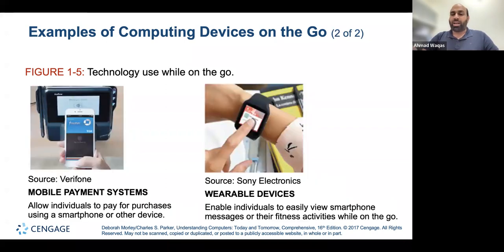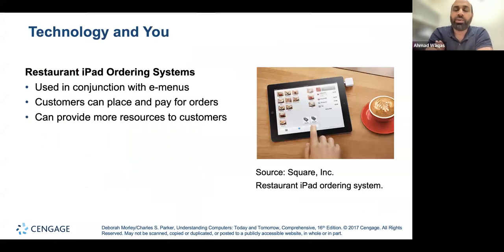You probably are using maps if not every day, then every time you are in an unknown place. You can use these types of technologies and get the benefit of that. Another example: nowadays restaurants are offering iPad ordering systems. If you go to the restaurant, on every table you will get a device with e-menus. You can select your menu and place your orders.